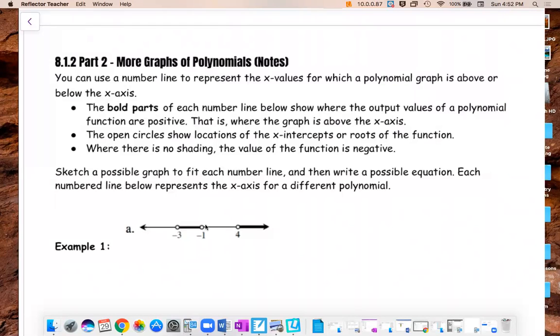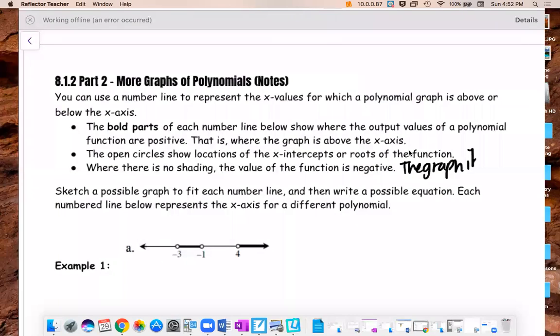So these are the places where it's going to cross, bounce, or wiggle, at the open circles. And then where there is no shading, the value of the function is negative. So this means that the graph is below the x-axis. Okay, so we're gonna do a couple examples of this.